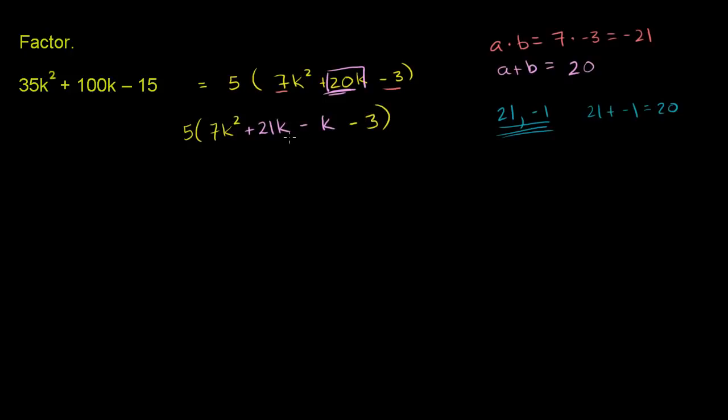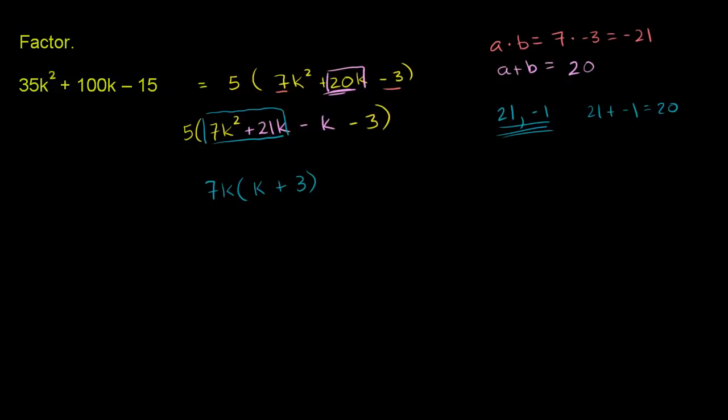Now, the whole point of doing that is so that we can now factor each of the two groups. This could be our first group right here. And so what can we factor out of that group? Well, both of these are divisible by 7k. So we can write this as 7k times 7k squared divided by 7k, you're just going to have a k left over. And then plus 21k divided by 7k is just going to be a 3. So that factors into that.